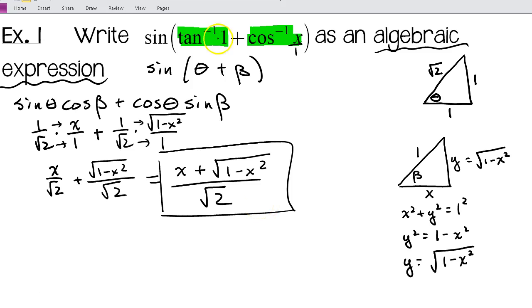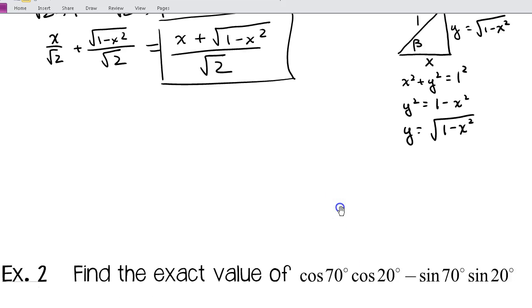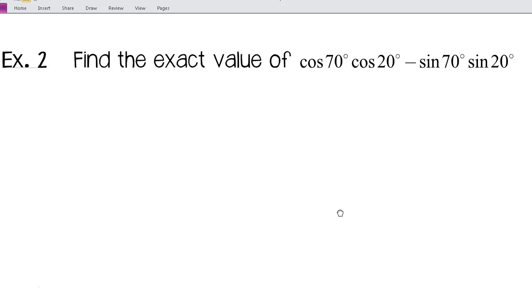Again, keep in mind each of these refers to an angle in a triangle. Here I just called my angles theta and beta. Work out the two sides of the triangle that you have, find the third side, and then figure out everything else you need. Alright, moving on to example 2.